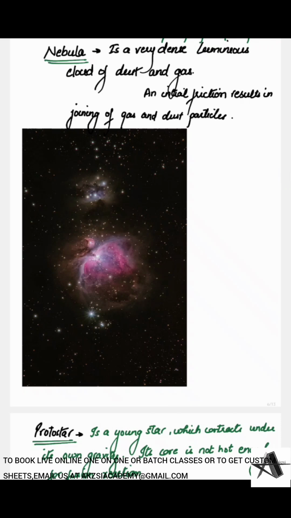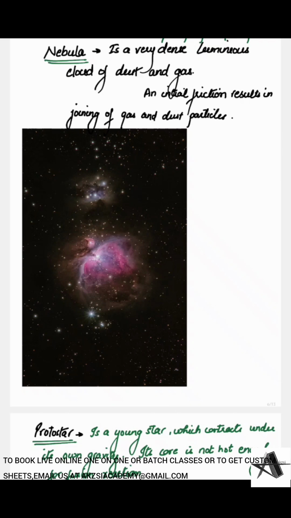Every star has stages through which it has to go. I'm starting with the first one, the initiation of the star, how it formed, and it's called a nebula. The picture of a nebula is given. It's quite glowing, purplish and pinkish. And the definition that I have written here is: a very dense luminous cloud of dust and gas. An initial friction results in joining of gas and dust particles.